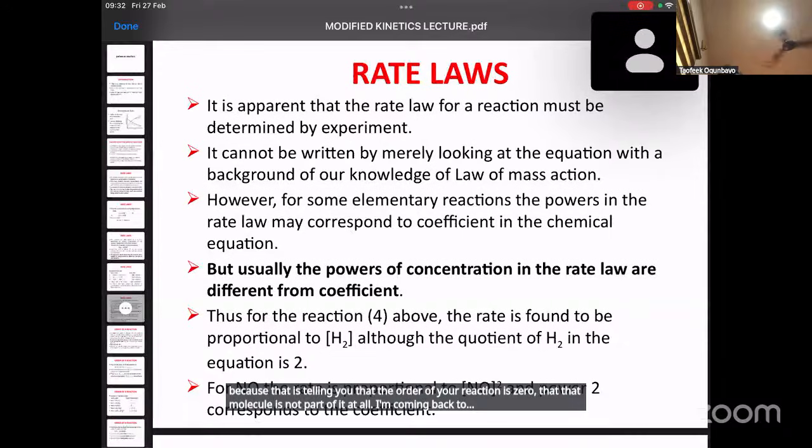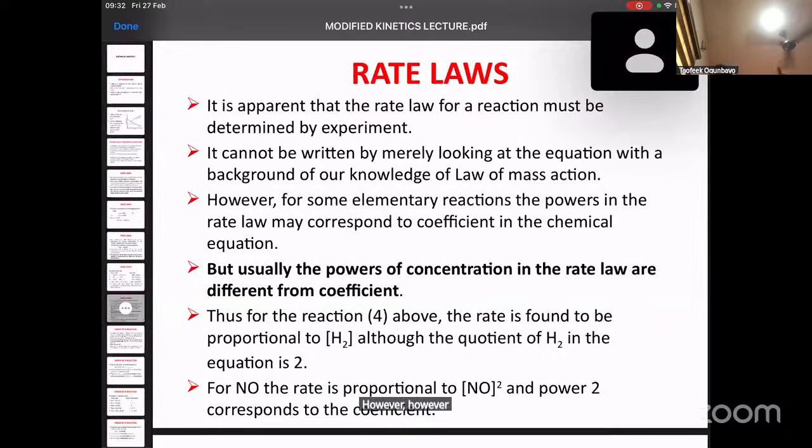So from what we just showed, it is obvious that rate laws per reaction must be determined by experiment. It's not something where you just look at the chemical equation and write it down. You need the experiment to be able to determine it. So it cannot be written by merely looking at the equation with the background of our knowledge of the law of mass action. However, this is very, very important.